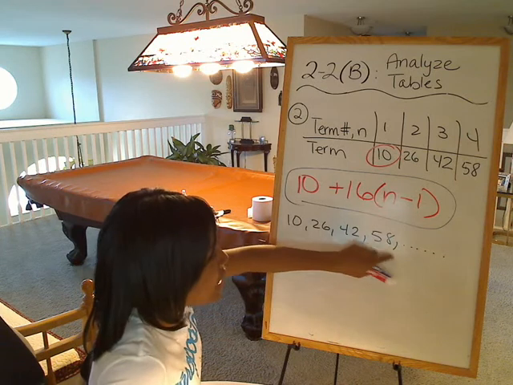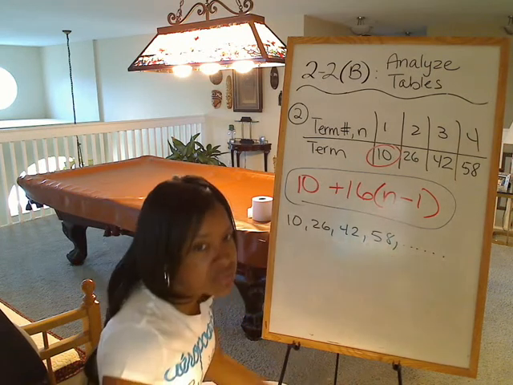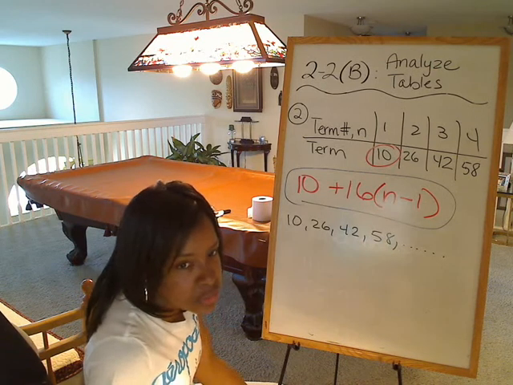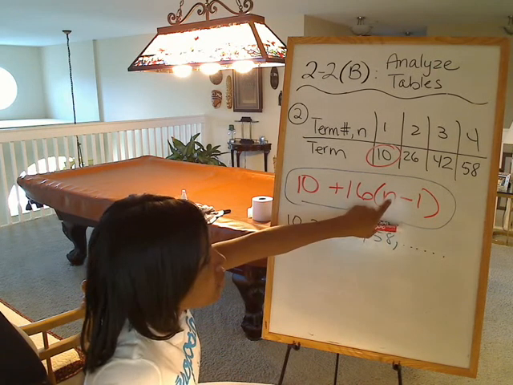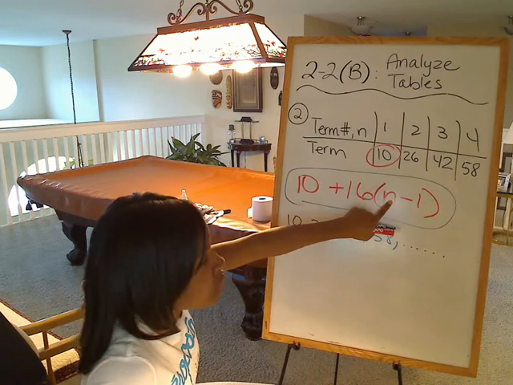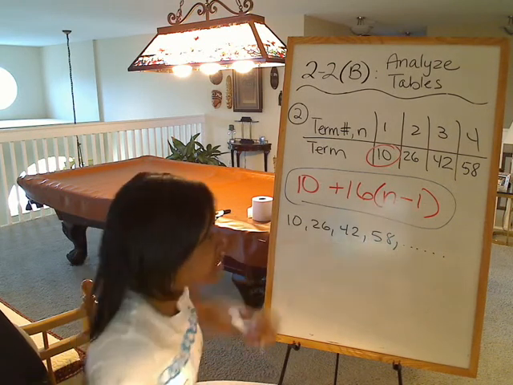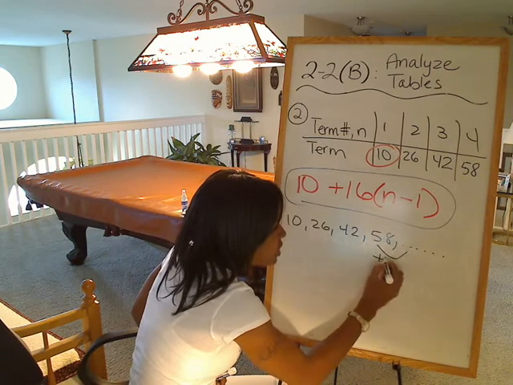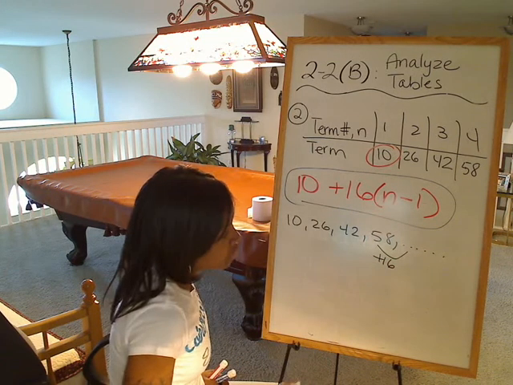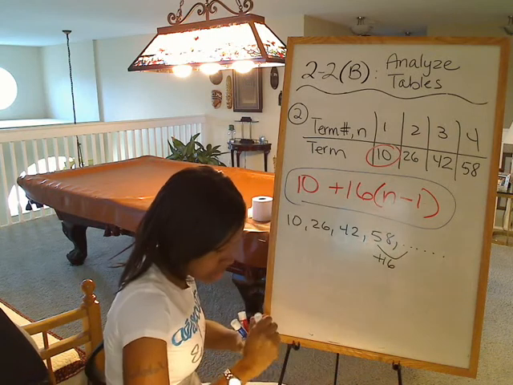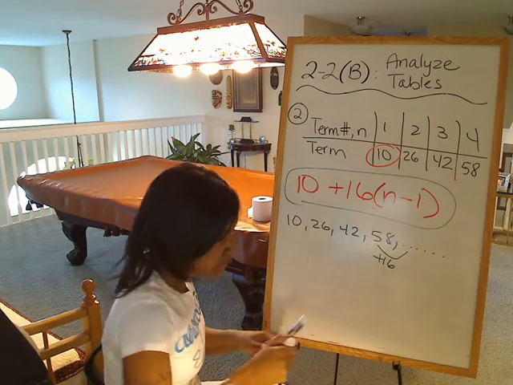So instead of just adding 16 continuously, suppose you needed to find the 20th term. You don't have to keep adding 16 till you get to the 20th term. You just plug that number in here. Whatever term you're looking for, you can plug it in right there and get it. If we add 16, the next term we get should be 74. We're going to double check to see if we get that.